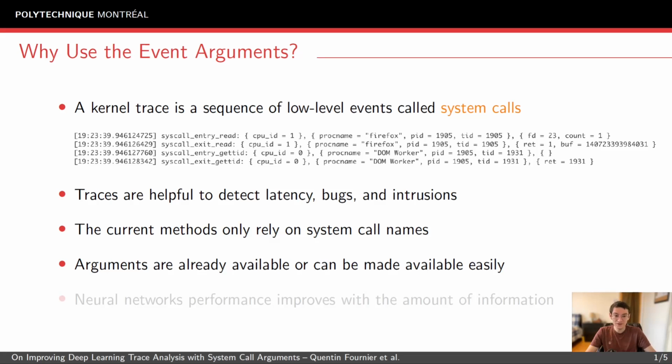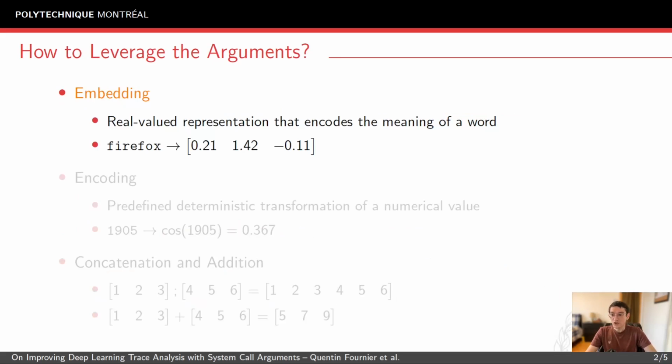We argue that considering additional information should improve the model, and especially it has been shown that neural network performance improves with the amount of information considered. For certain arguments, we are going to learn an embedding, which is a real-valued representation that encodes the meaning of a word. For example, for a process named Firefox, we would learn a vector.